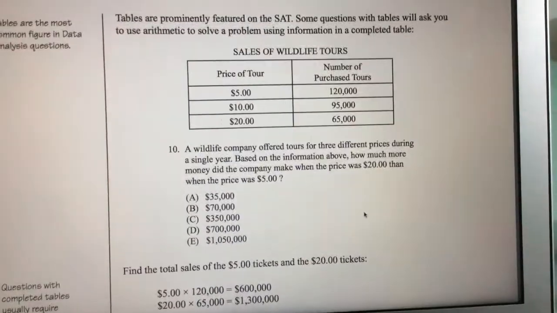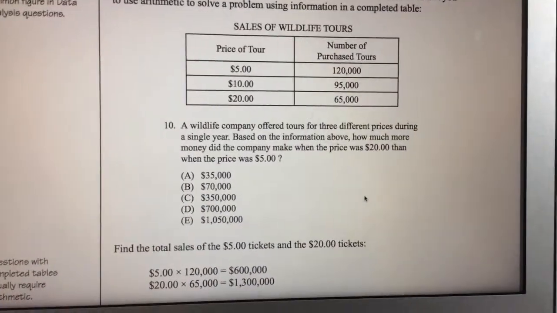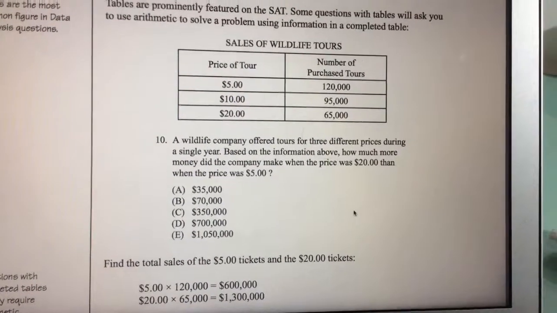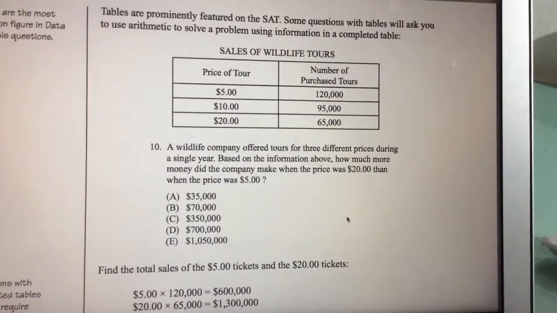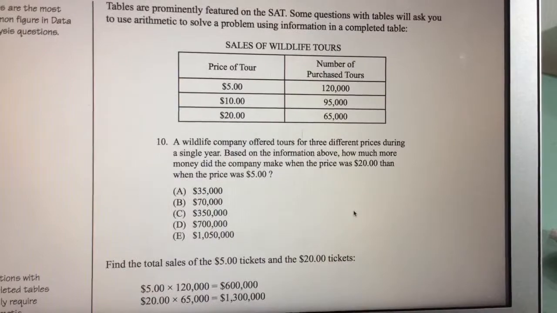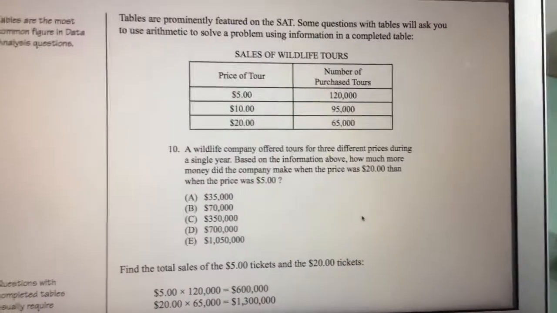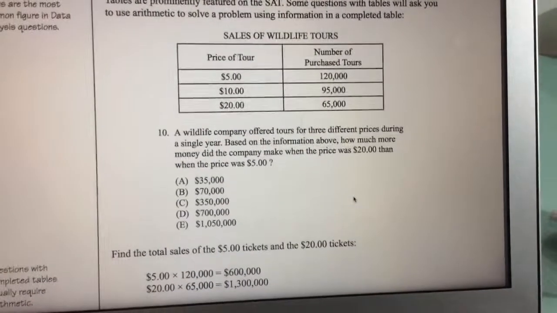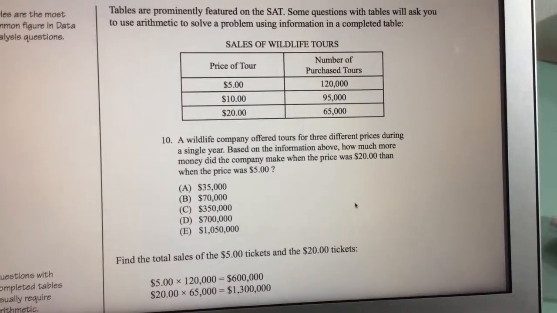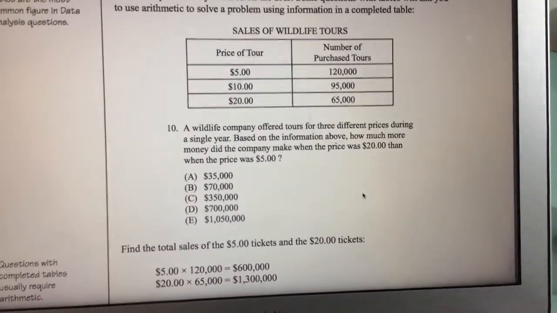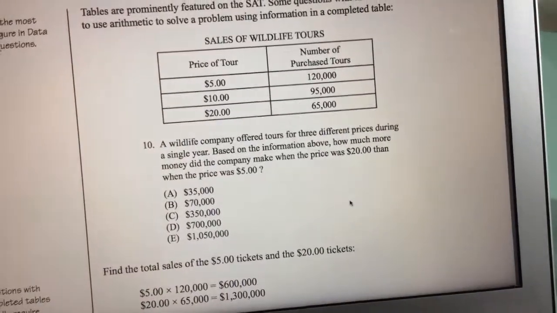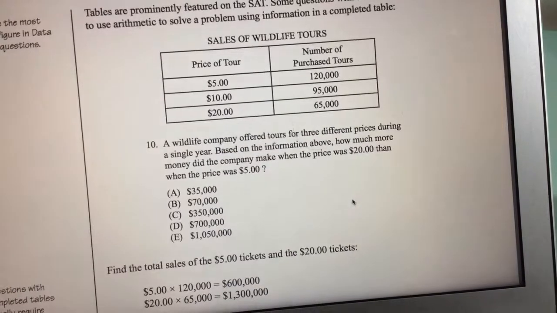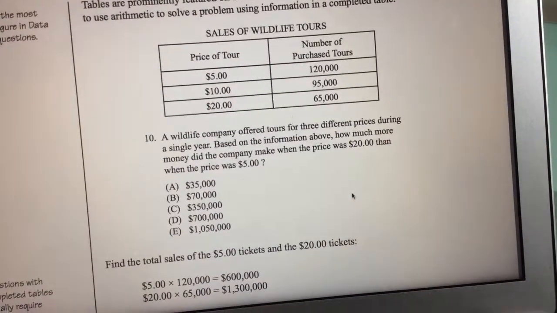Okay, guys, here, it doesn't say the answer. A wildlife company offered tours for 3 different prices during a single year. Based on the information above, how much more money did the company make when the price was 20 than when the price was 5? Sorry, I was going to say 50. No, it's 5, guys, okay? How much more did it make?